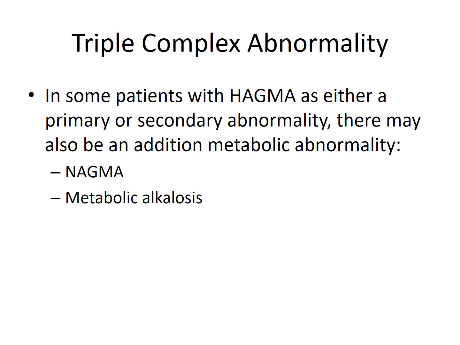Some patients, believe it or not, may have 3 different acid-base abnormalities all existing at the same time. This is sometimes called the triple complex abnormalities. An evaluation for triple complex abnormalities should be performed for any patient with a primary or secondary HAGMA. In these patients, there is the potential for a concomitant NAGMA or a metabolic alkalosis.